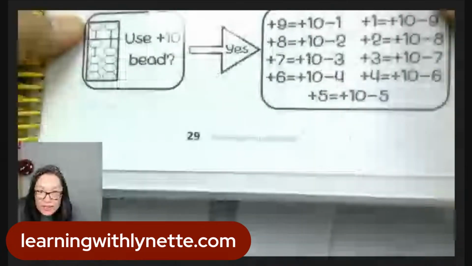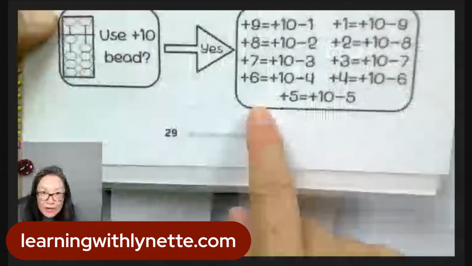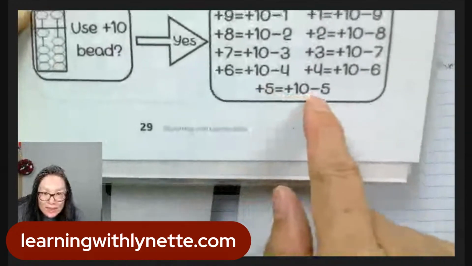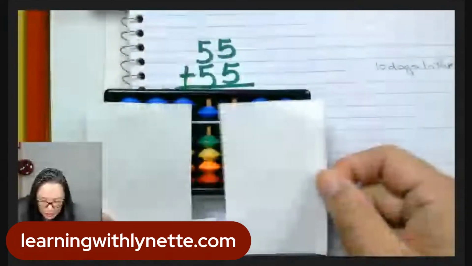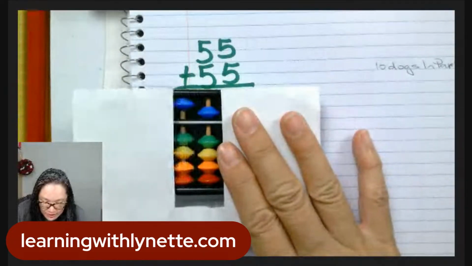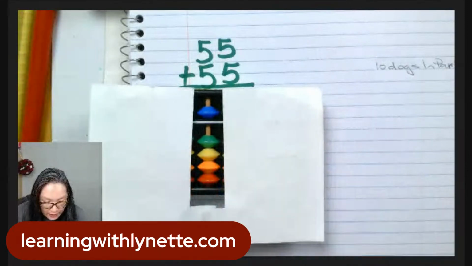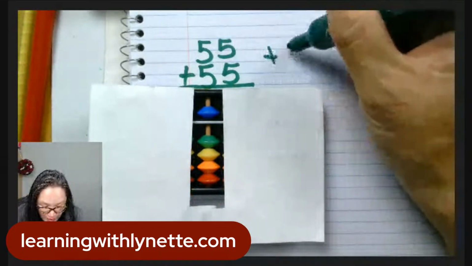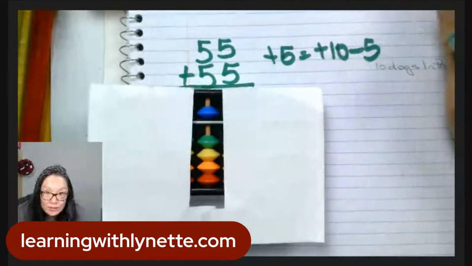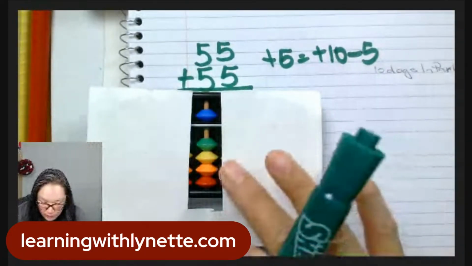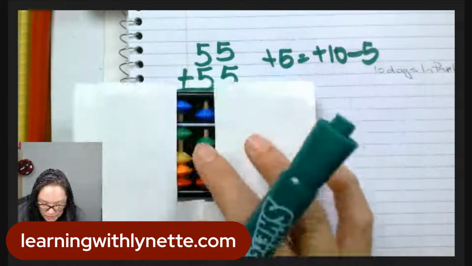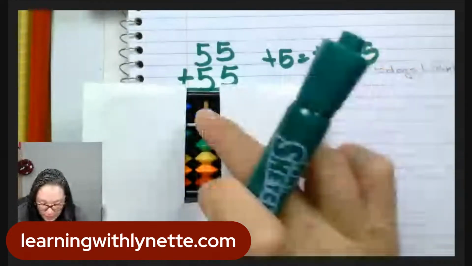What do I do? I need to use this: plus the 5 is equal to plus the 10 minus the 5. I'm going to rewrite it: plus 5 is equal to plus the 10 minus 5. So I'm going to plus the 10, 1, 0, and then I need to minus the 5.